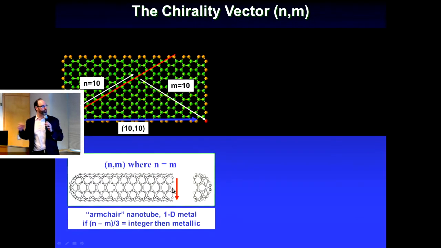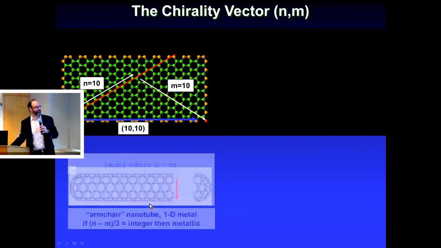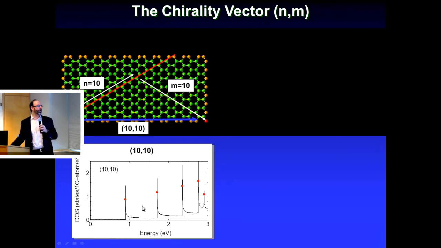It belongs to a class called armchair. This comes from carbon science. You're supposed to see a chair here, and your arms are sitting here. I didn't name this, but you're supposed to see a chair here, and you put your arms here. Anyway, armchair tubes are always metallic.